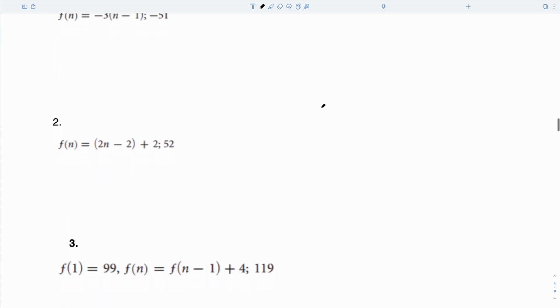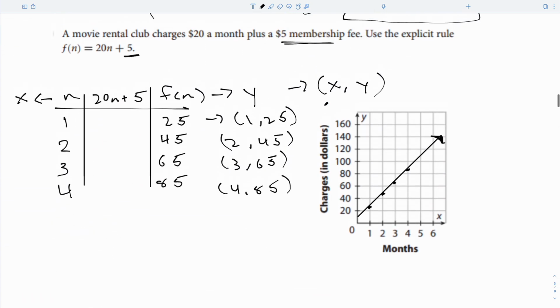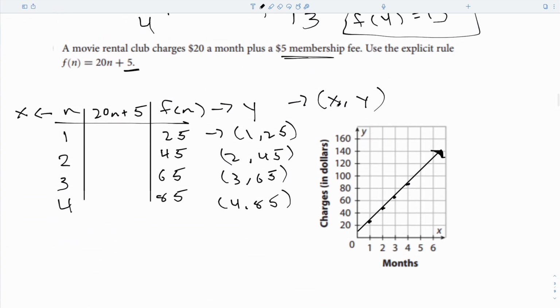How come you didn't start it at the 0 or the origin? So why didn't it start at the origin? There's a reason for that. Anyone know? Why didn't it start at the origin, Kendall? Yeah, so even if you rent 0 movies, you still have to pay $5 every month. That's kind of like on Netflix. It's a little different. It's $20 a month plus $5 membership fee.